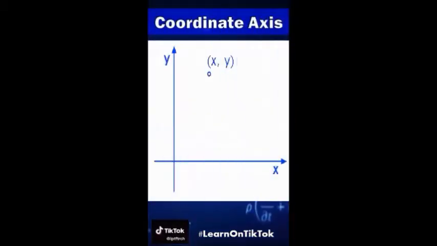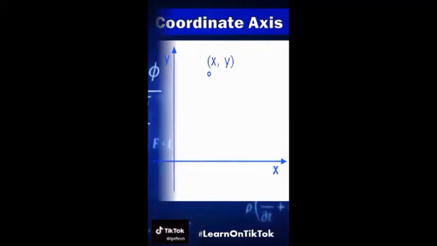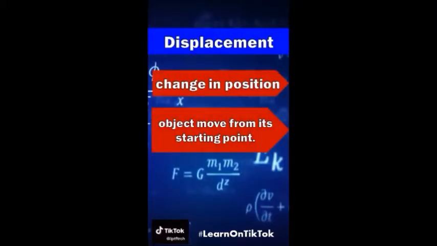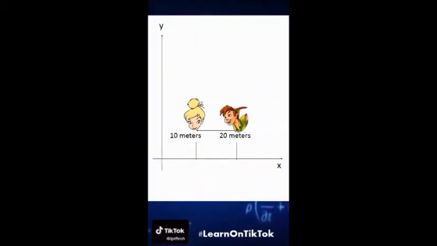In physics, a coordinate axis is used to represent the frame of reference and direction. To apply this concept, let's define what displacement is. Displacement is simply the change in position of the object, or how far the object moves from its starting point. Here's an example using the coordinate axis.